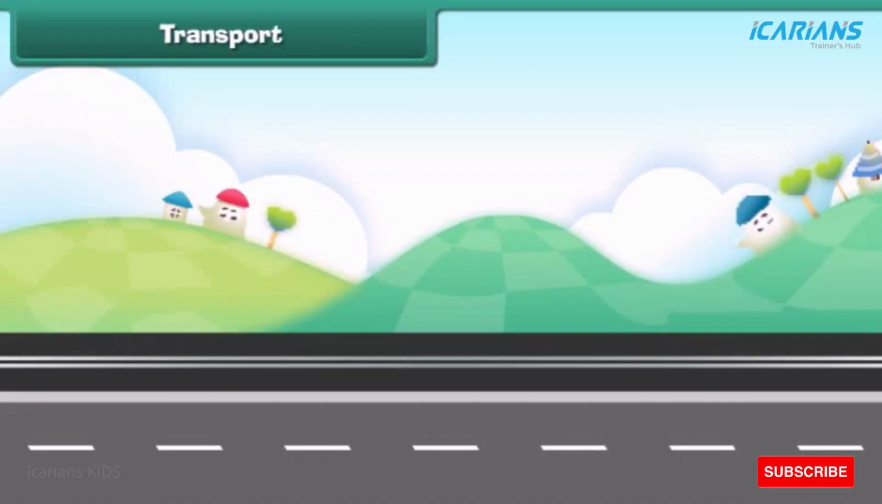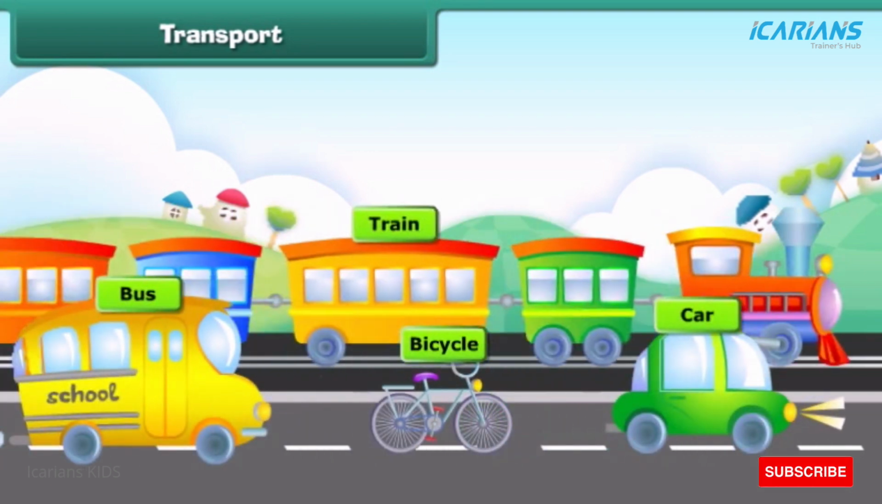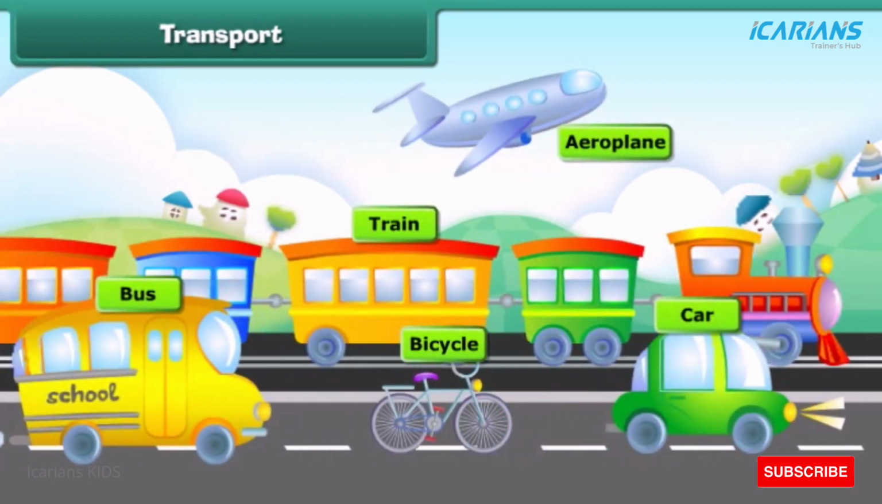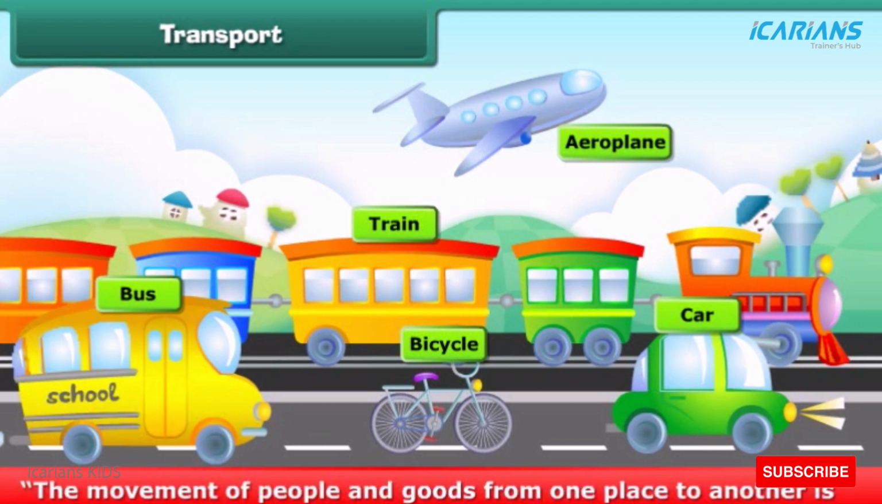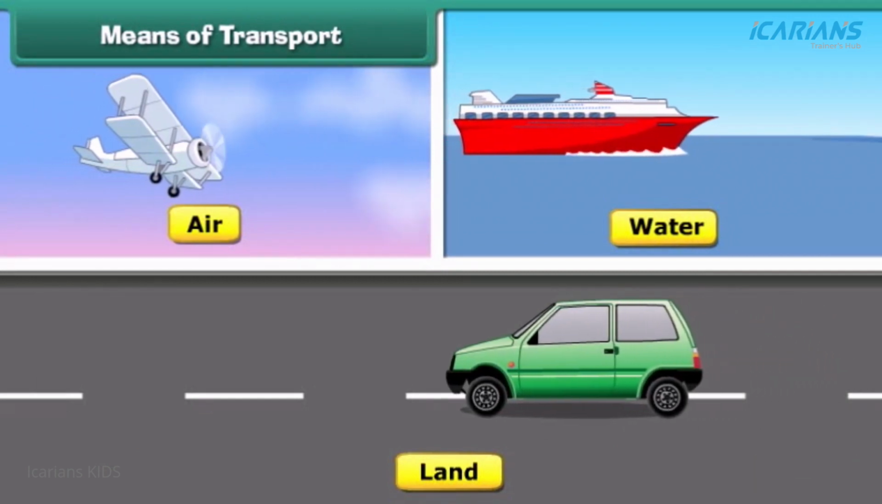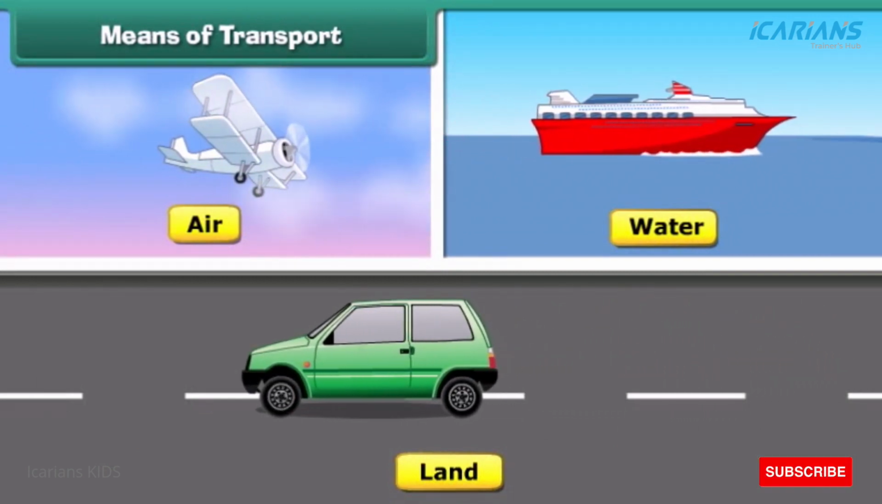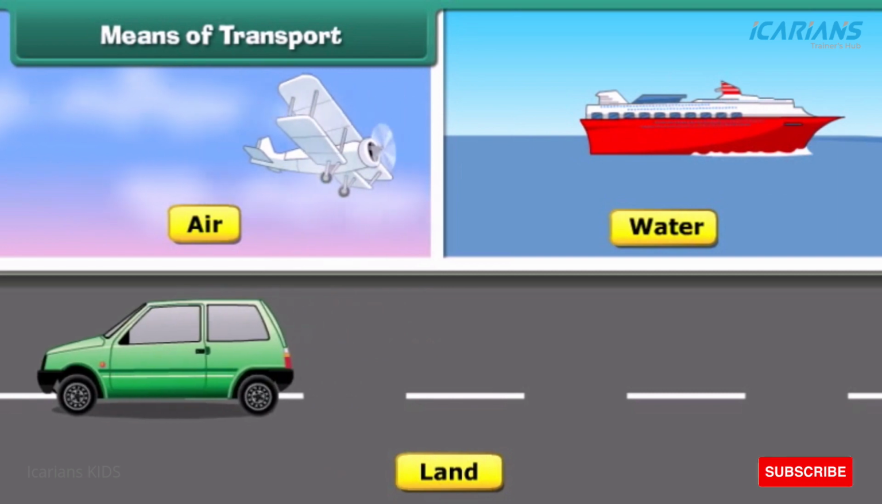Dear friends, we all go from one place to another by different vehicles like bicycle, bus, car, train, and airplane. The movement of people and goods from one place to another is called transport. Do you know that transport is carried out through various modes such as land, water, and air?